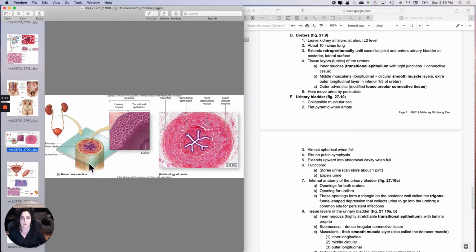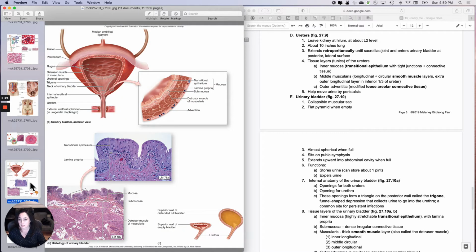Okay. Then our urinary bladder. So the urinary bladder is a collapsible muscular sac. When it's full, it can hold about a pint. And when it's empty, it really kind of flattens into the pelvic cavity. So it's almost spherical when it's full, and it sits on the pubic symphysis. And its job is really just to store urine and then expel urine when you want to.